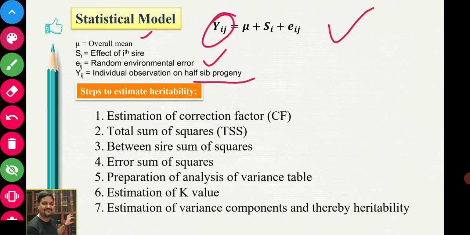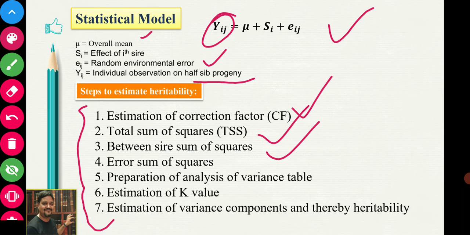Now what are the steps to estimate heritability? I have summarized here the different steps involved. Note that it is similar to one way ANOVA, where we were doing all these steps. You may be remembering: first is the estimation of the correction factor, then total sum of squares, between sire sum of squares, or in ANOVA you may simply call it between sum of squares. Then error sum of squares, also known as residual sum of squares. Then preparation of the ANOVA table.